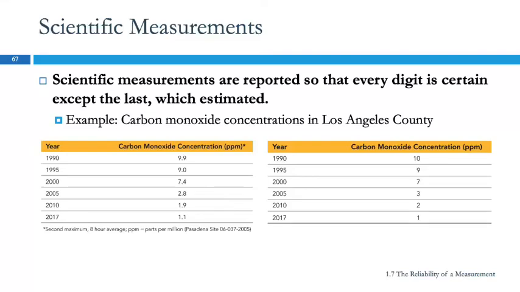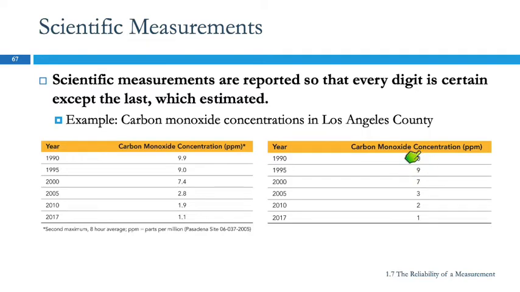So scientific measurements are reported in a very specific way. We report the measurements, we include all the digits that we are certain about, and then we always include one estimated digit. So the example here is looking at carbon monoxide concentration in Los Angeles County. And here we see these are in parts per million. This is 9.9. And over here, it's recorded to a different decimal place.